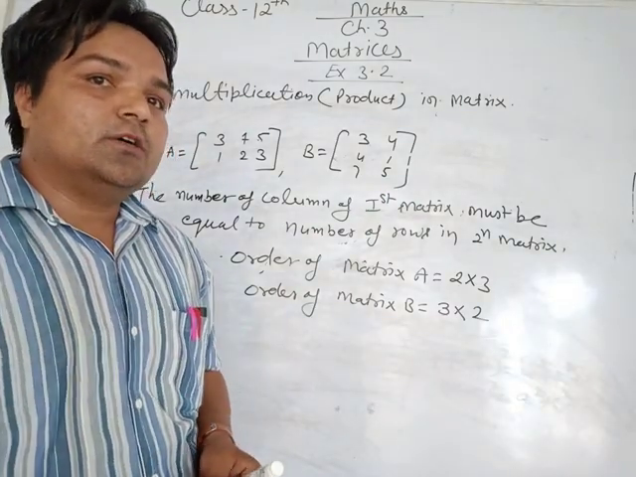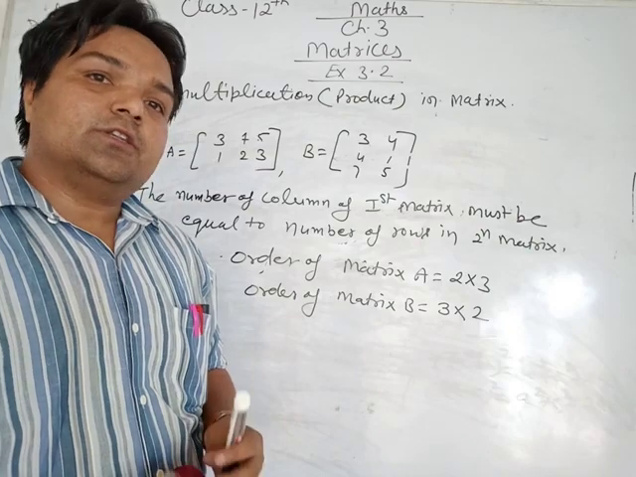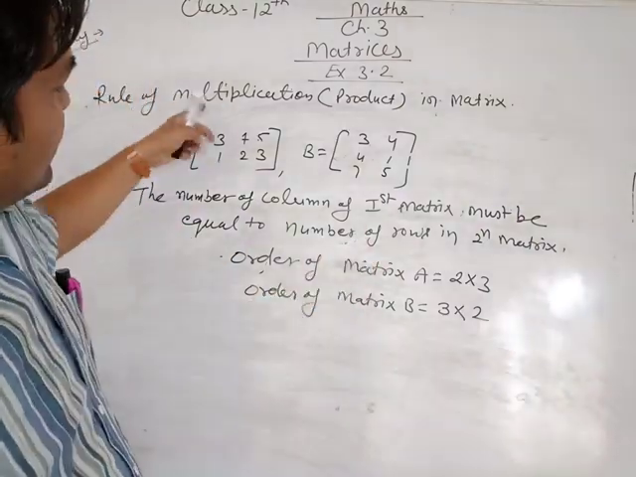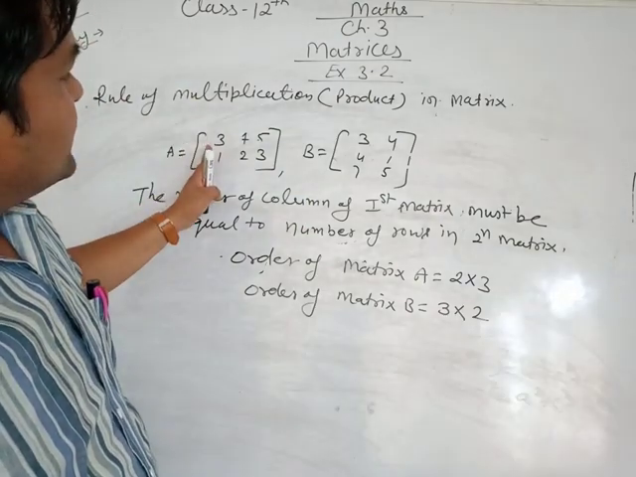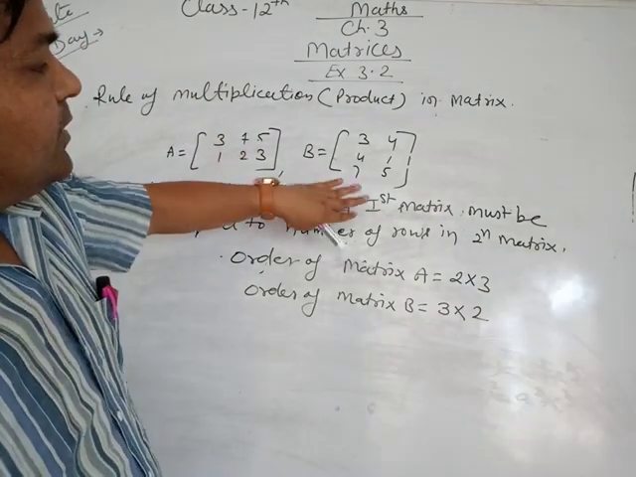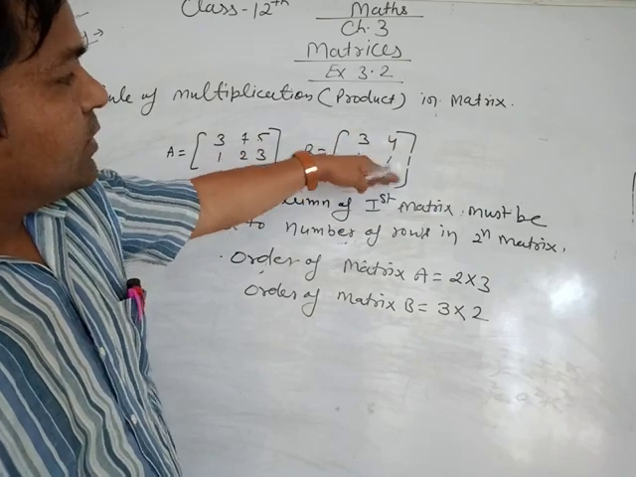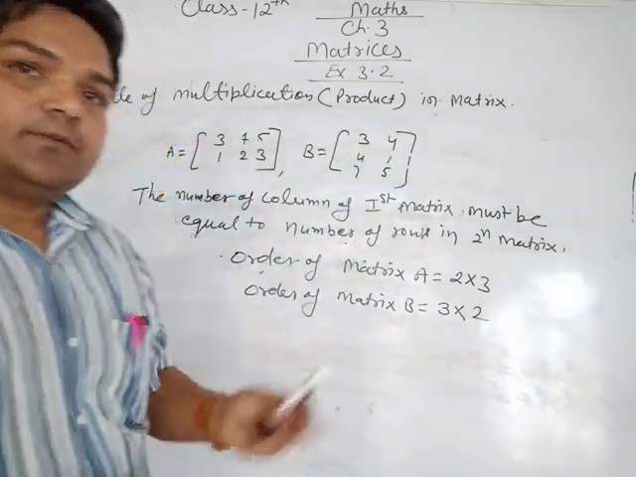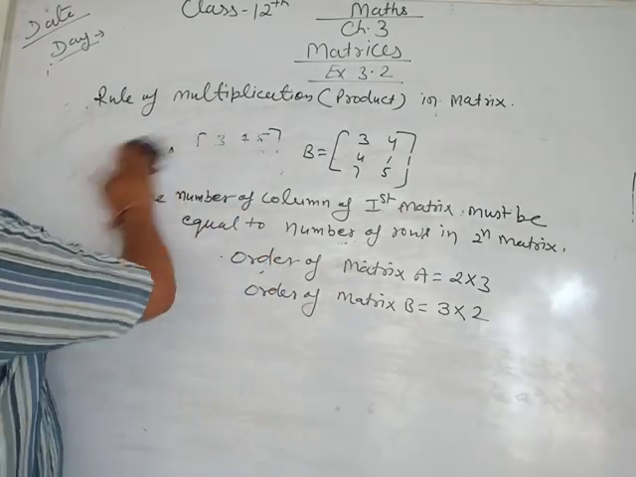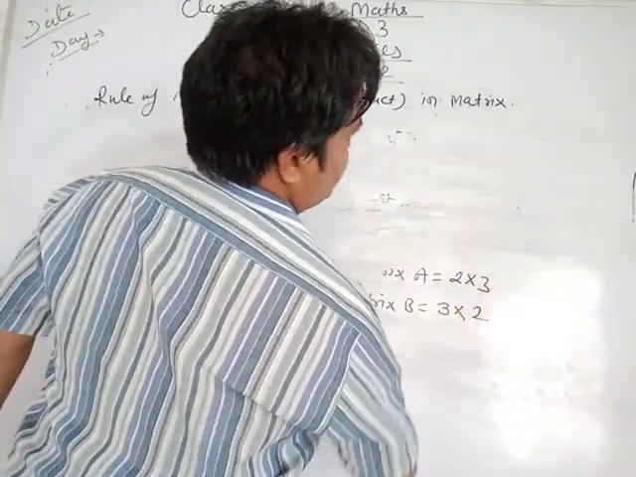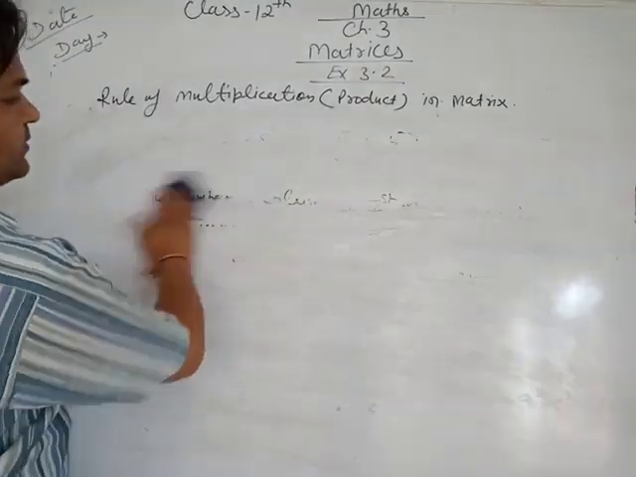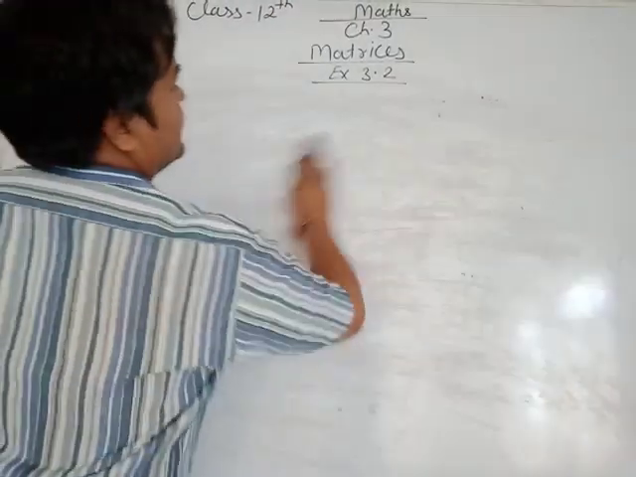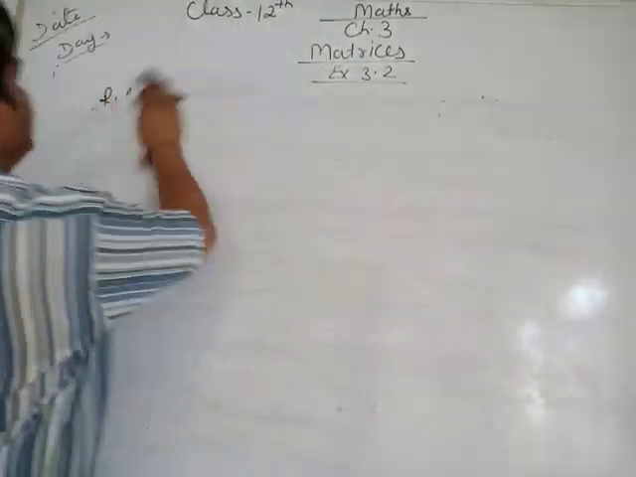This is the use of the multiplication operation in matrices. The condition, you understand it? Firstly, the columns of the first matrix should be equal to the rows of the second matrix. Again, we will solve some questions here. Now the third question of this exercise is how we multiply and take the product of matrices.